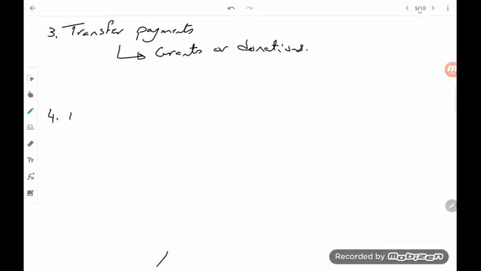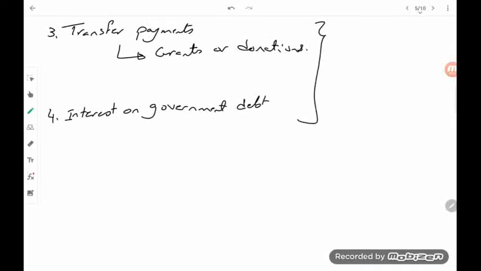Number four, interest on government loans, or on government debt. Interest on government debt or government loans is not accompanied by actual production of goods and services. So this will not be included in G or government expenditure, and hence will not be included in GDP. So both of them will not be included in G and in GDP as well.